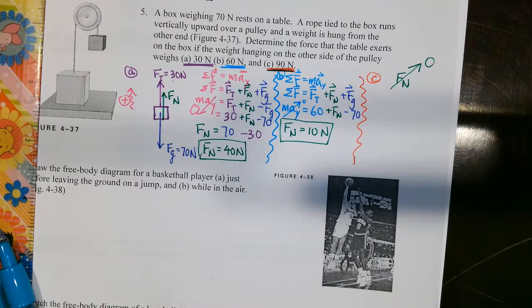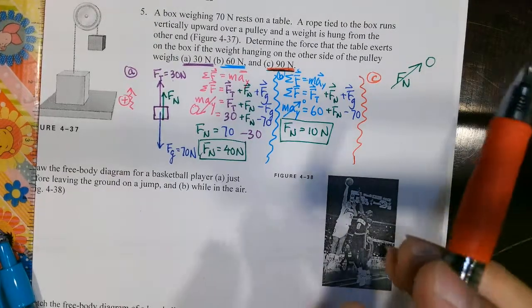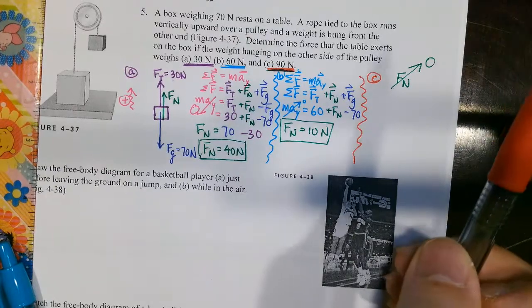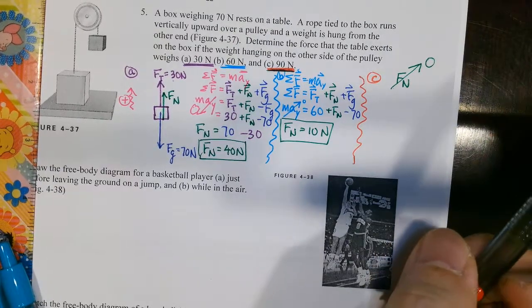When do you know when to multiply the weight by 9.8 for the Fg? You don't multiply weight by 9.8. You multiply mass by 9.8 to get the weight. The mass is measured in kilograms. So don't get confused between mass and weight.